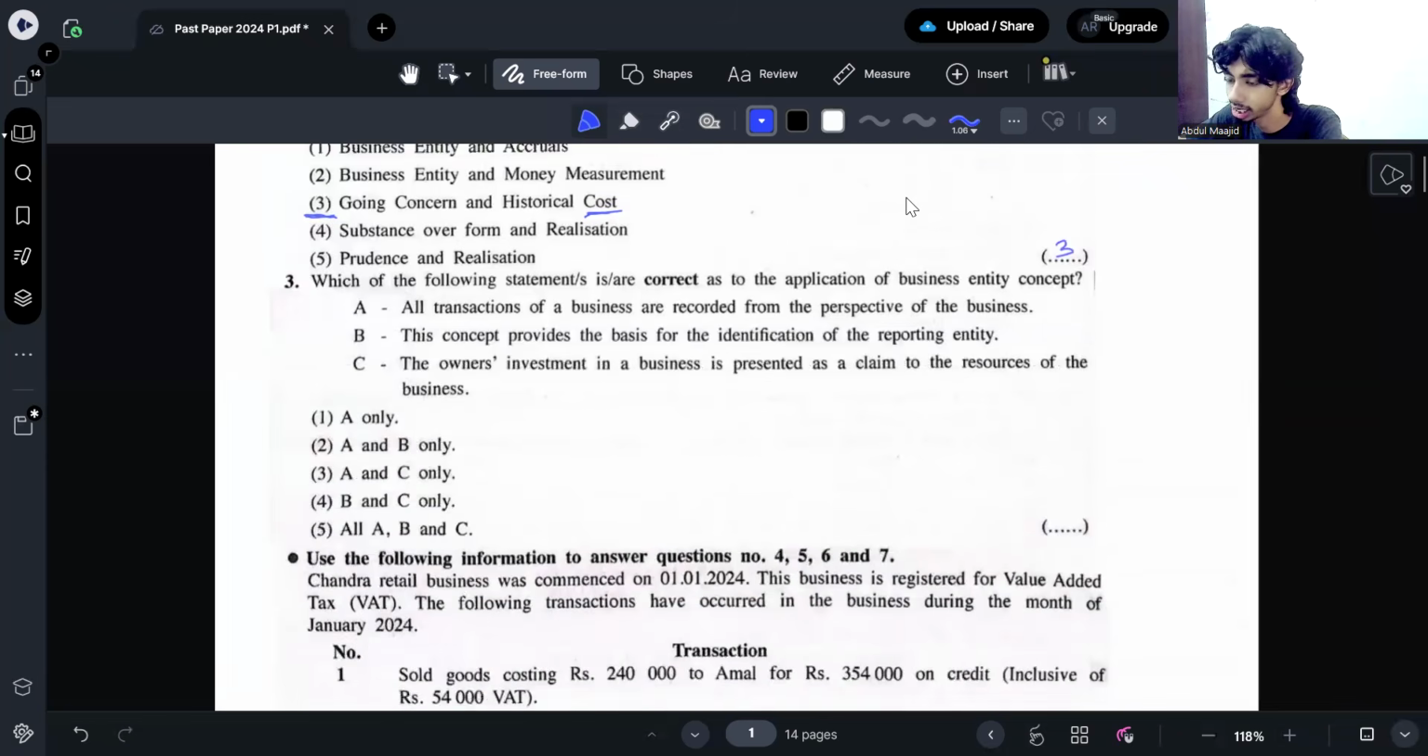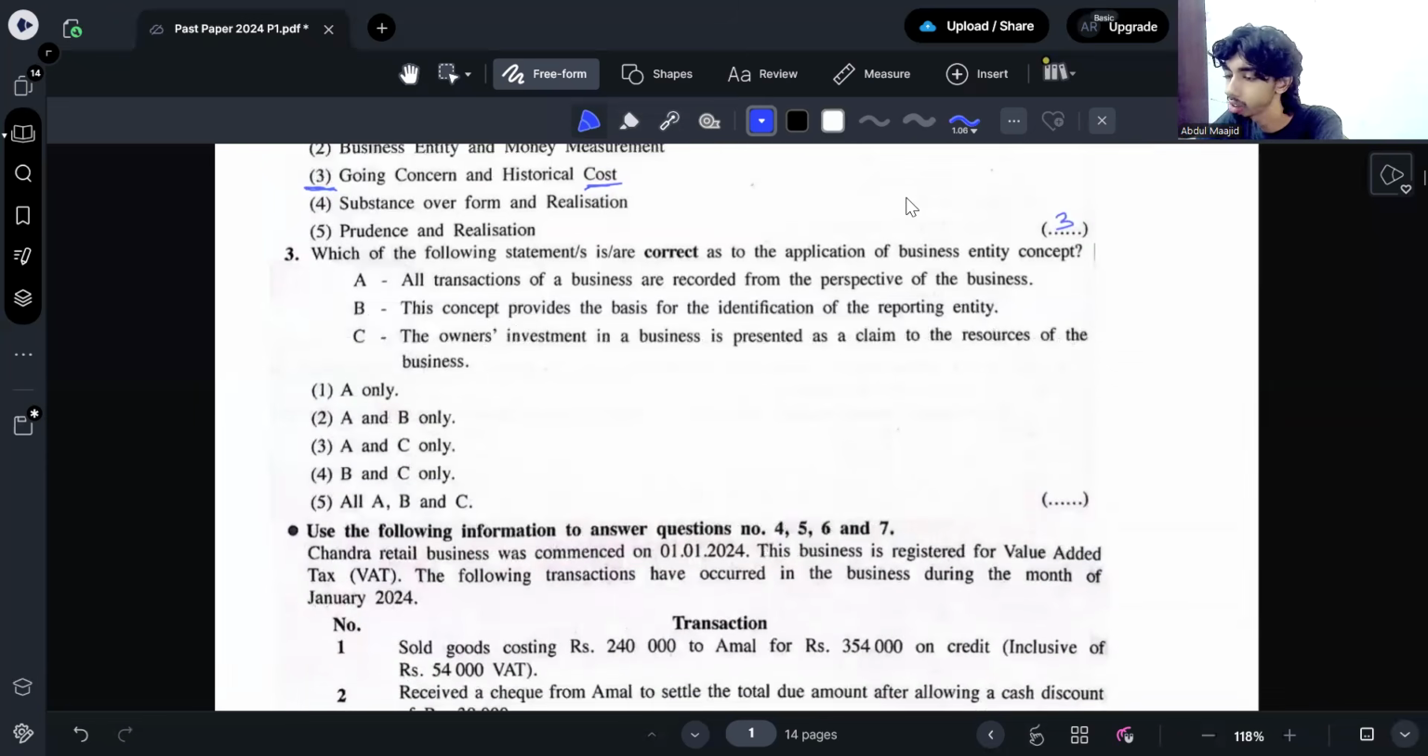Which of the following statements is/are correct as to the application of the business entity concept? A. All the transactions of a business are recorded from the perspective of the business. Correct. We record all the transactions from the business perspective, not from the owner's perspective. B. This concept provides the basis for identification of reporting entity. Correct. Reporting entity means any entity that is obliged to prepare financial statements. Based on the business entity concept only, we will find out who the reporting entities are.